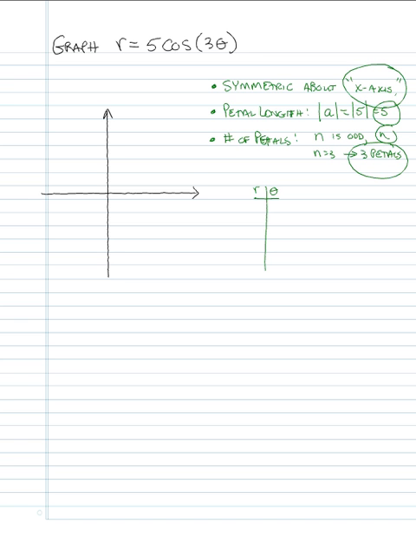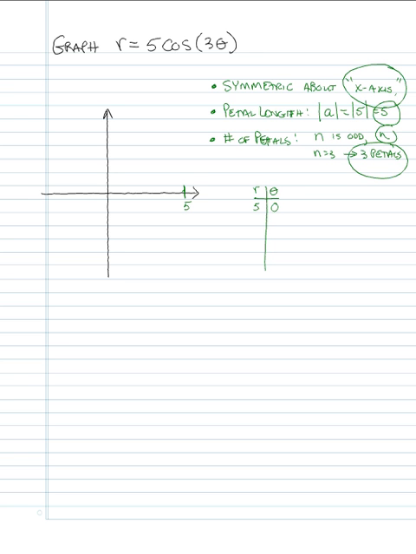Now, normally we'd start with theta being 0. So if we let theta be 0, then what would the r value be? Well, we have cosine of 3 times 0, which is still 0. Cosine of 0 is 1, so r would be 5. So that tells us that we count off 5 units along the positive x-axis, and that's going to be where we start a petal. That's going to be the end of a petal if it's 5 units long.